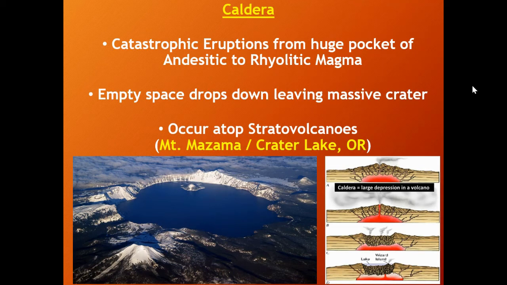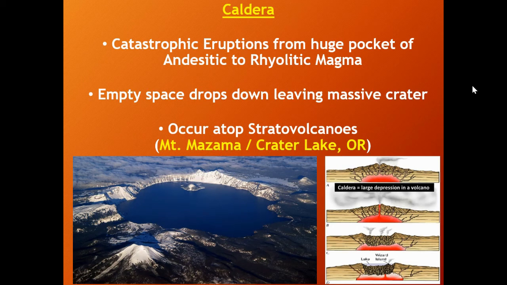Yellowstone is a prime example of this. The Yellowstone caldera is 26 miles wide. So a caldera is a large volcanic crater left behind by a super eruption. I have an example here on the slide. The lower left, you see Crater Lake in Oregon. Beautiful lake formed from a violent eruption.